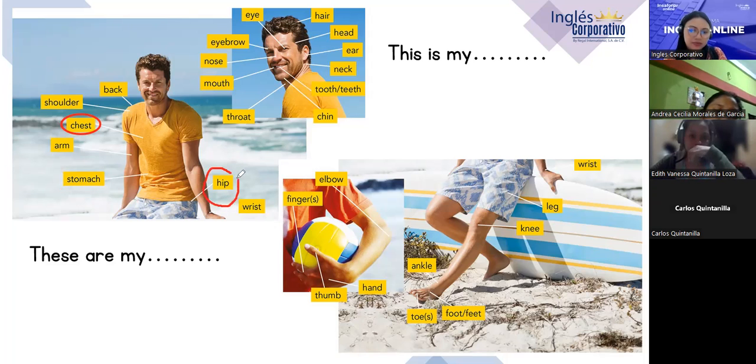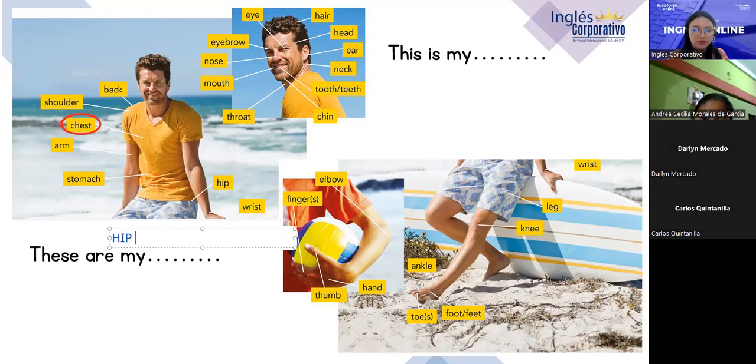Hip. What's this class? Hip. Por acá se encuentra. Hip. Cintura. Not really. No es cintura. Cadera. De ahí viene el baile. Hip hop, ¿qué será entonces? ¿A qué hace referencia este baile? El hip hop. Es un salto, un brinco de cadera. Así se llama el hip hop.